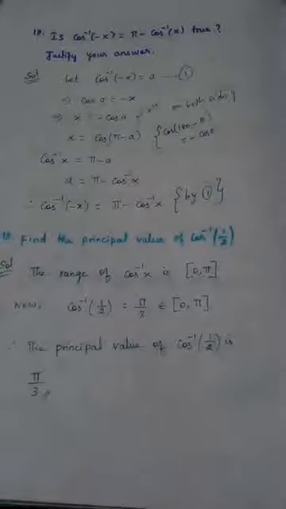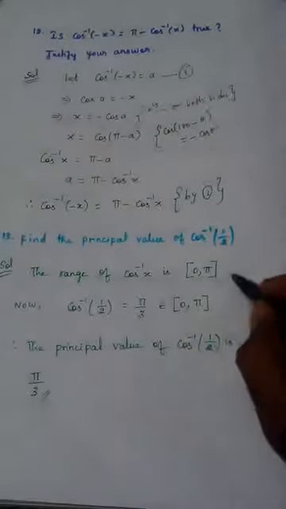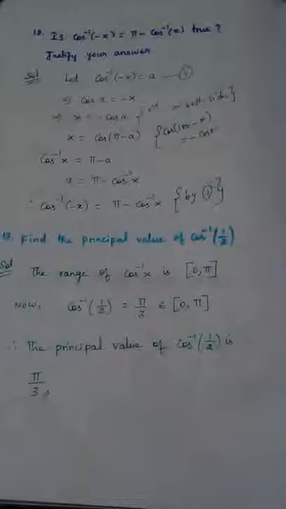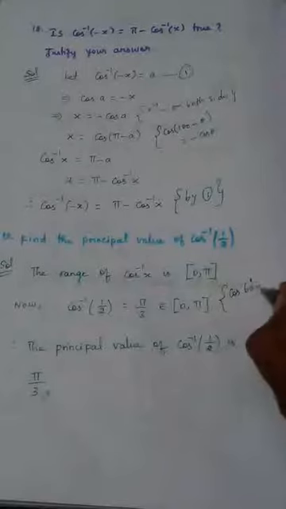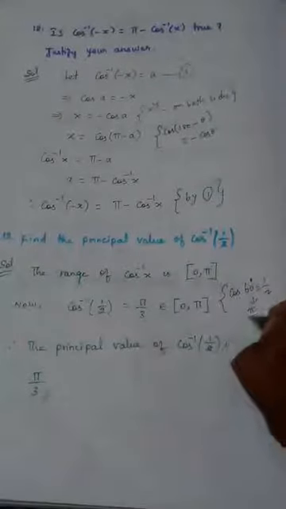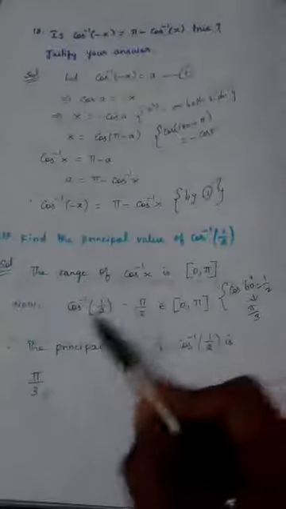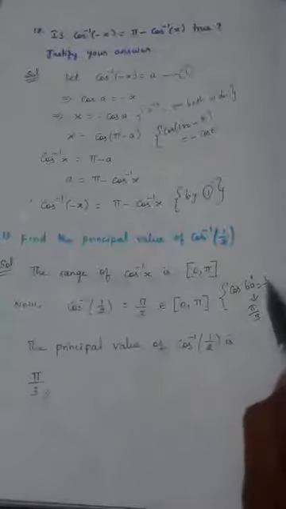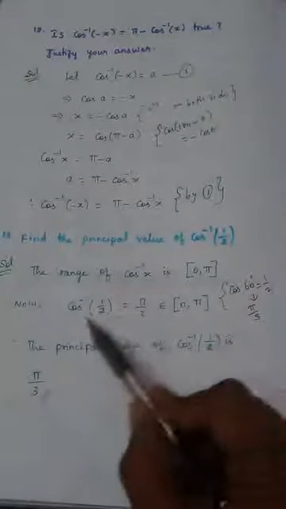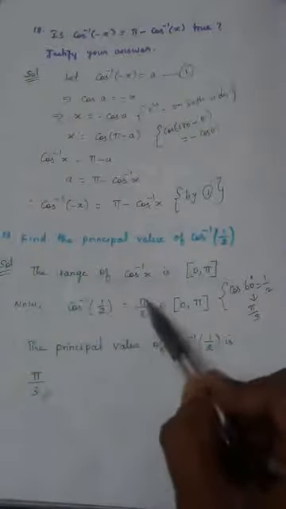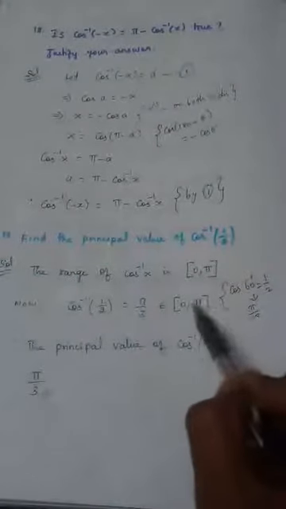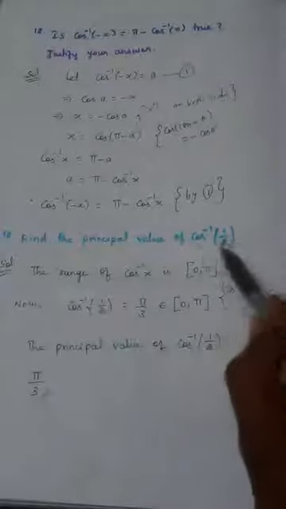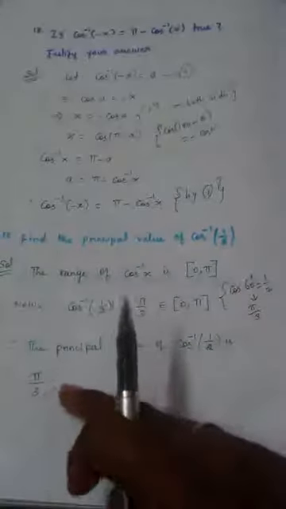cos 60 degree equal to 1 by 2, yes or no? Cos 60 degree is equal to 1 by 2. This we have studied in 10th standard itself. Cos 60 degree, answer is 1 by 2. The 60 degrees can be written as pi by 3. So cos inverse of 1 by 2, the answer is 60 degree. So I am writing cos inverse of 1 by 2 is equal to 60 degree, pi by 3. Since this belongs to this range 0 comma pi, the principal value of cos inverse 1 by 2 is this pi by 3 itself.